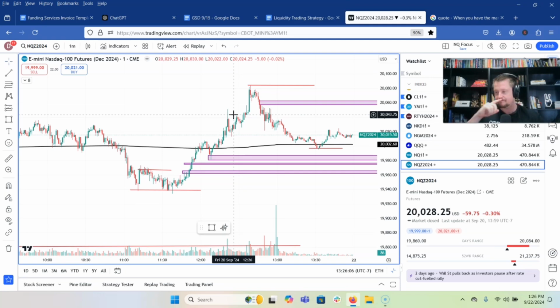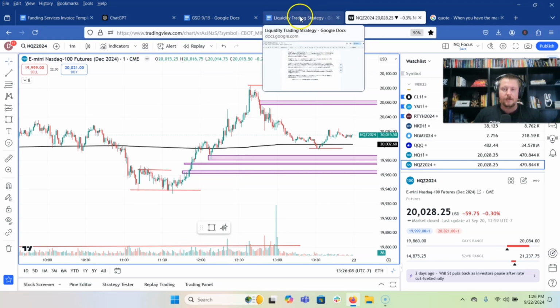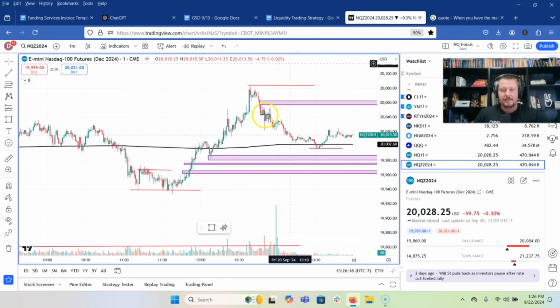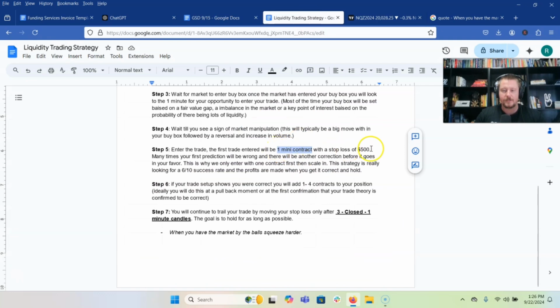You understand? That's also why when we enter the first trade with one contract, just as a proof of concept, okay, but also to not miss the trade. I mean, one contract and 100 points, like that's a lot of money. It doesn't matter. Even if you never double down, it's a lot of money, okay? But we were entering with one contract, stop loss $500.